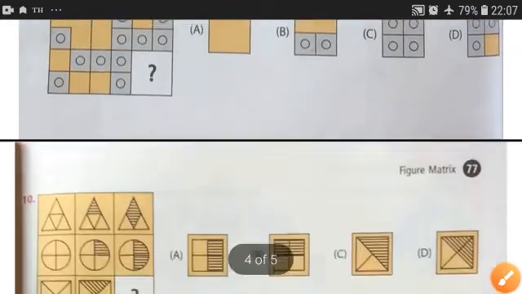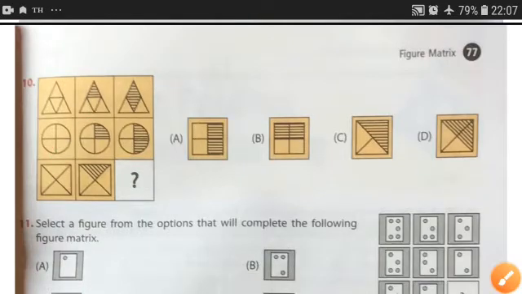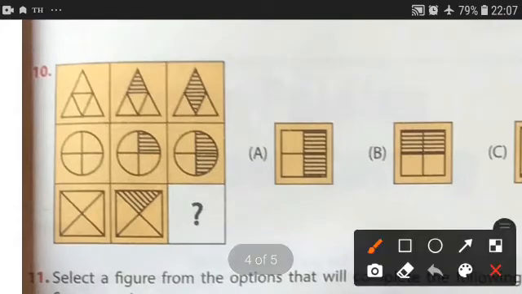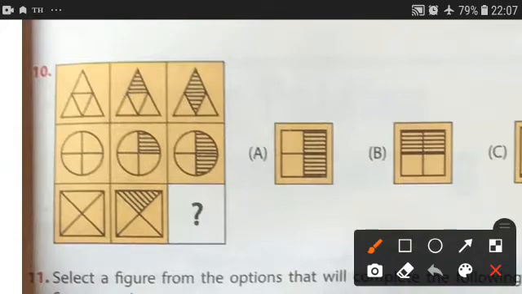Okay, now moving further, question number 10. Okay, these are very simple questions. Again a 3 cross 3 matrix. Okay, we have a triangle, and inside that we have a small triangle. Okay, and the top part is shaded coming from first to second. Now second to third, this bottom part is also shaded.